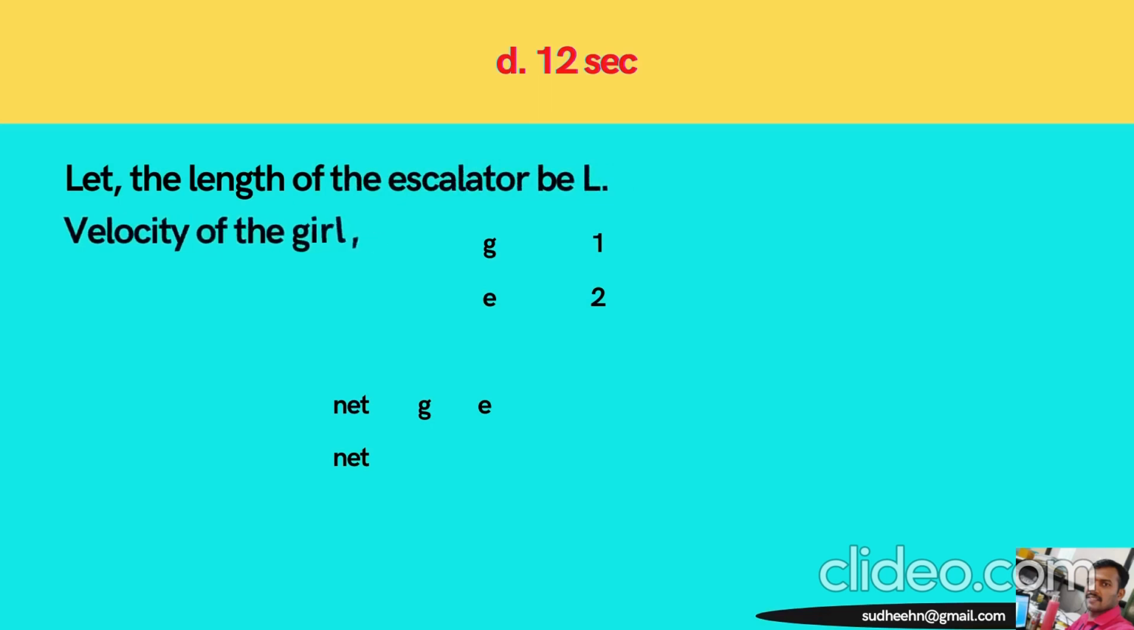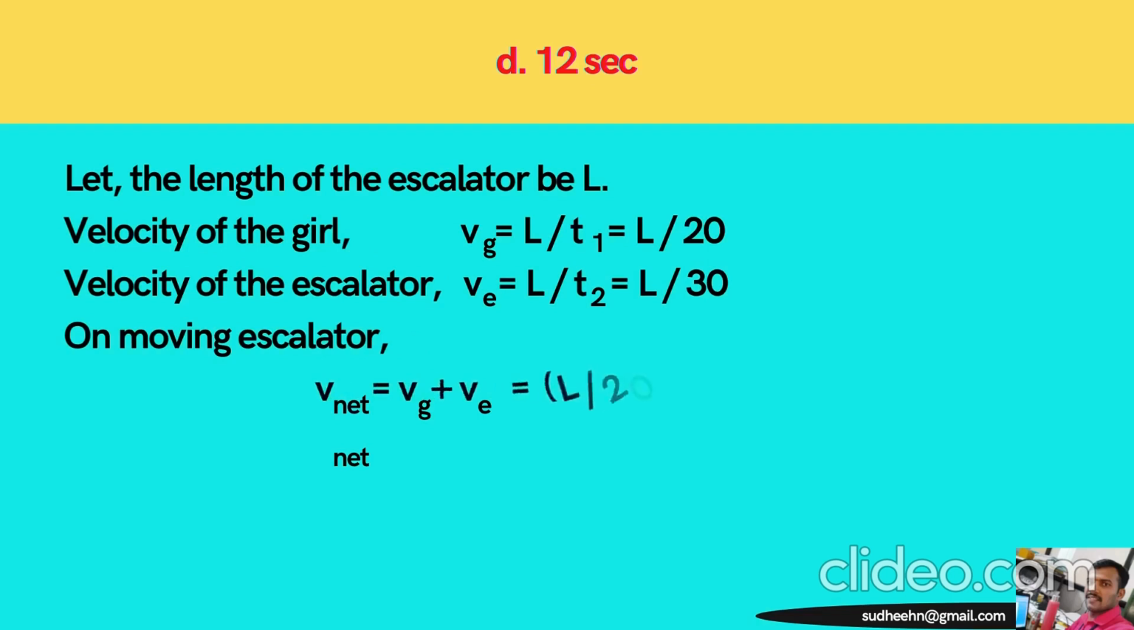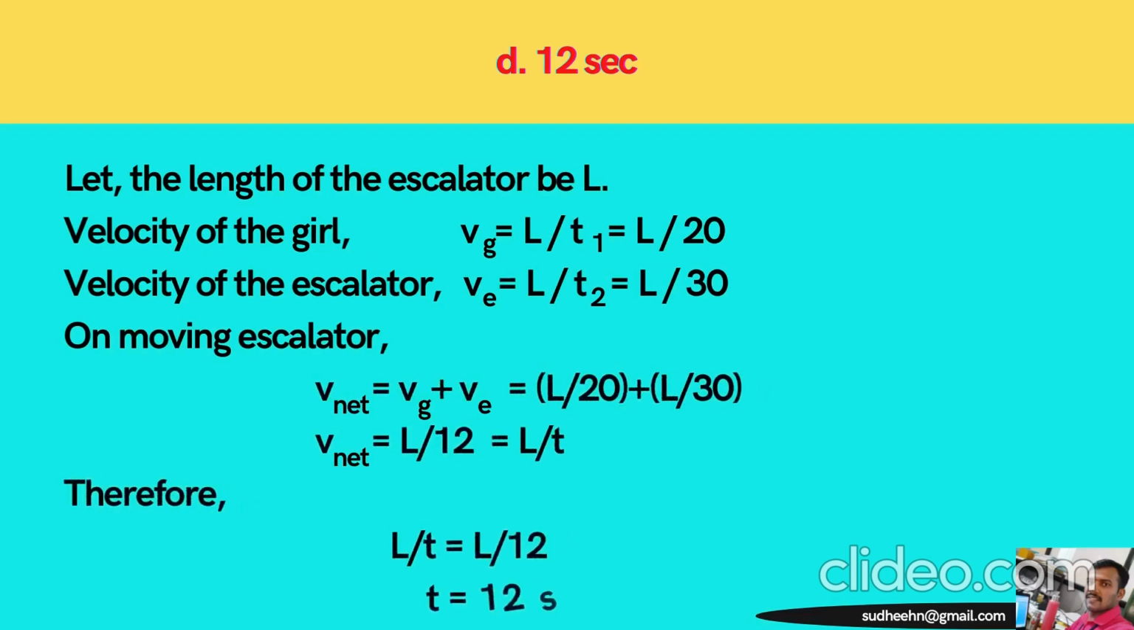Let the length of the escalator be L, velocity of the girl Vg, that is L by T, velocity of the escalator, same equation we have to use, and time taken by girl and escalator, that we have to substitute, we will get the value. Then for the moving escalator, we are supposed to consider the net, that is girl velocity and escalator velocity. We have to add those. We are getting the relation capital L divided by T is equal to L by 12, that is nothing but T is equal to 12 seconds.